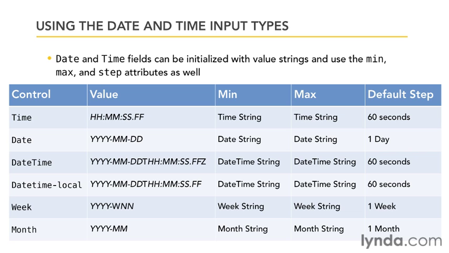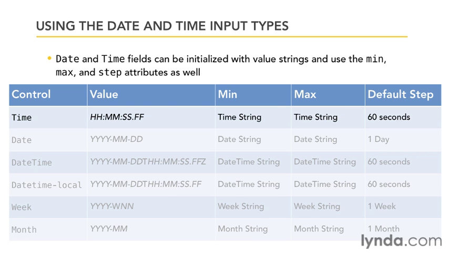So for input type equals time, you can set the value string to the following format. There's hours, minutes, there's optional seconds and fractional seconds, but hours and minutes you have to supply. For the min and max fields, you can supply a time string, which takes this format, and the default step value is 60 seconds should you decide to use a step attribute.